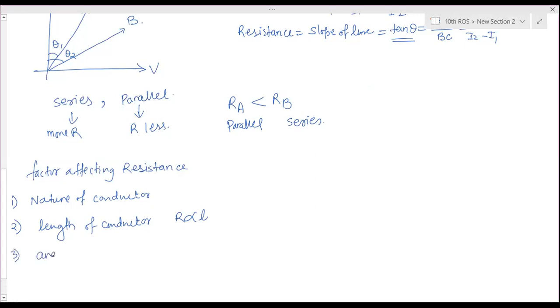Third one, area of cross section. R is inversely proportional to area. R is inversely proportional to pi r square, since area is pi r square. So ultimately, R is inversely proportional to the square of the radius.